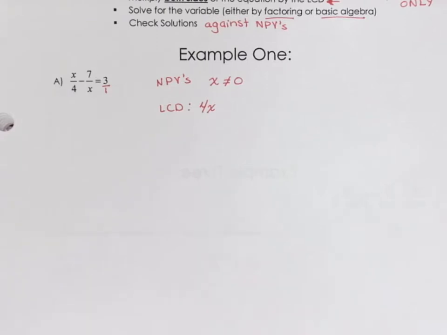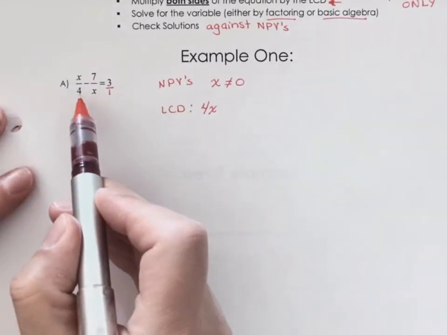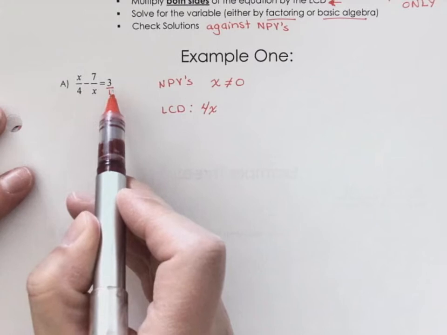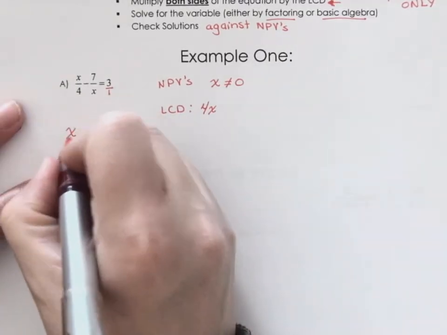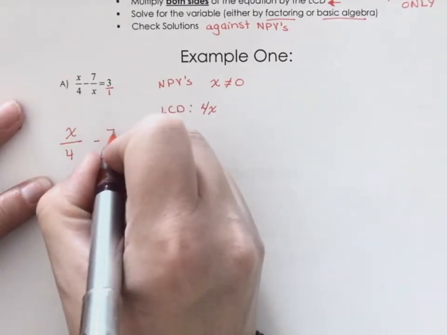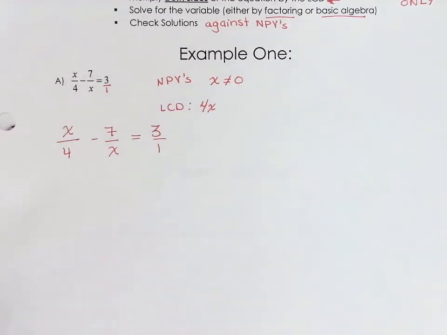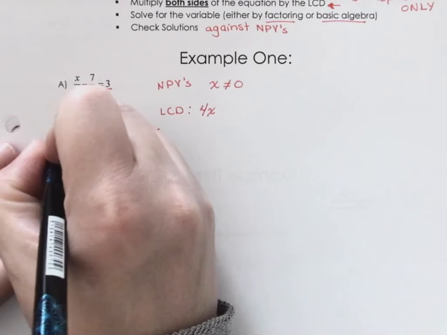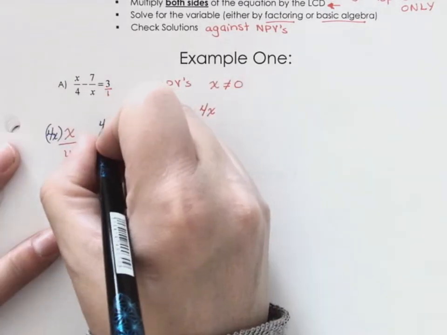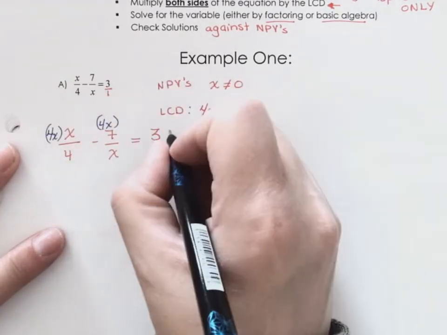So now is the different thing. Now is the different thing. So we are going to take every term. So we have 3 terms here: 1, 2, 3. We're going to take every term, and we are going to times the numerators by the LCD. Numerators by the LCD. So tops only. So I'm going to have 4x.